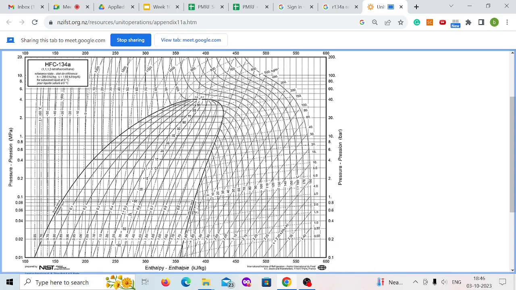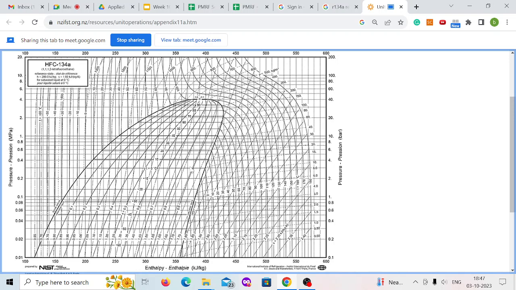So this is the R134a chart. If you see, we are operating between 0 and 40 degrees Celsius. 0 is your evaporator temperature, and the exit of the evaporator you are assuming to be a saturated vapor. From there an isentropic compression is happening.